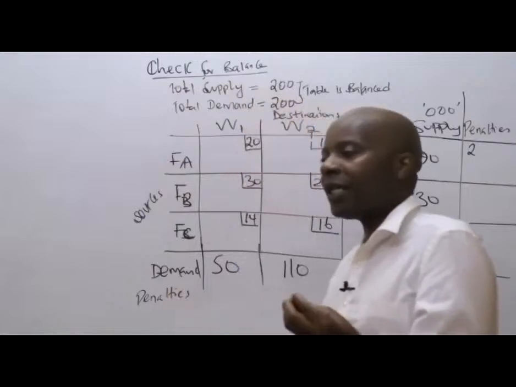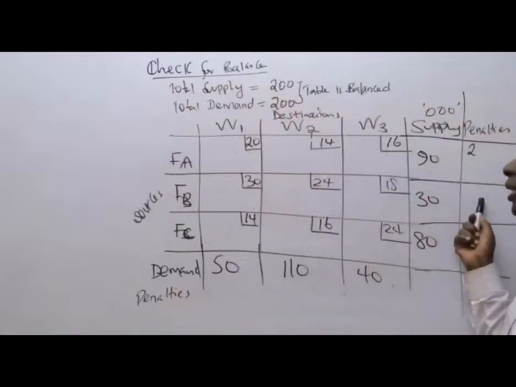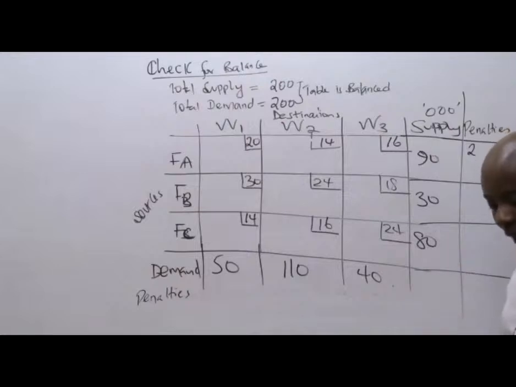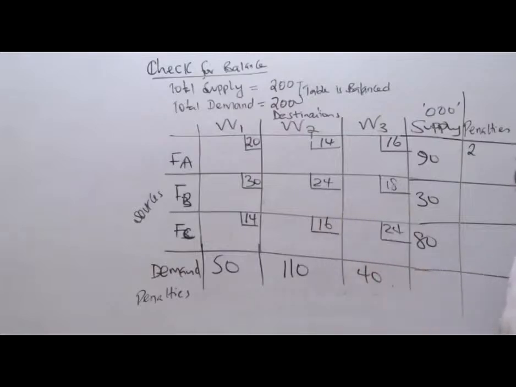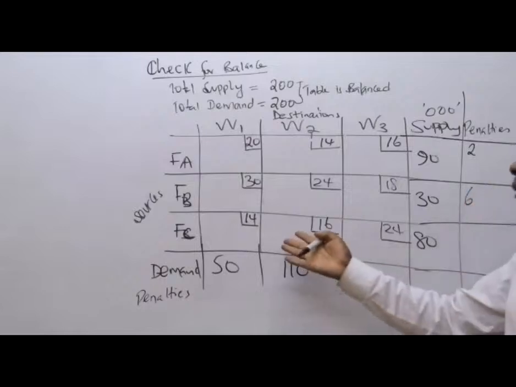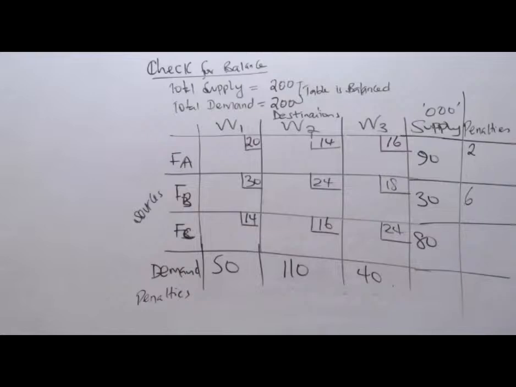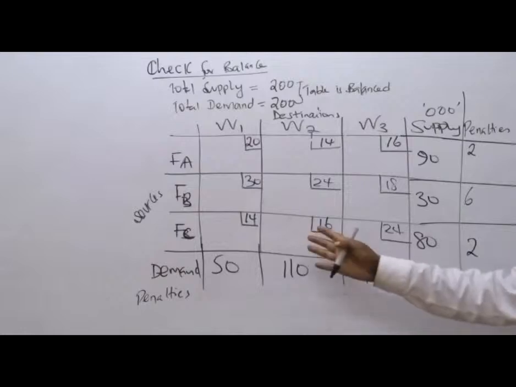If you're in agreement, kindly give me the penalty for row number 2. Dahir tells me 6, and 6 is correct. The very best is 18, minus the second best, 24, which gives me 6. Everybody is able to get this. After that, what about the penalty for row 3? I'm being told it's 2, because it is 14 minus 16.